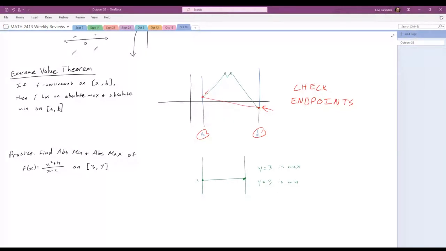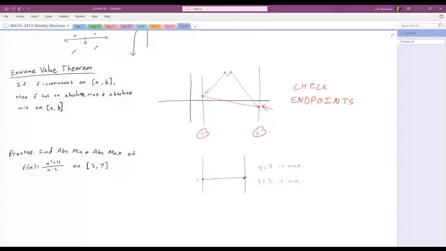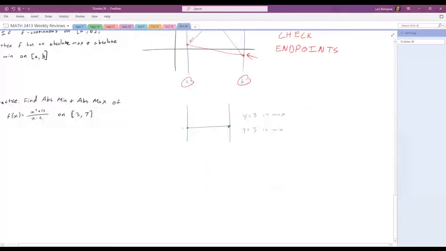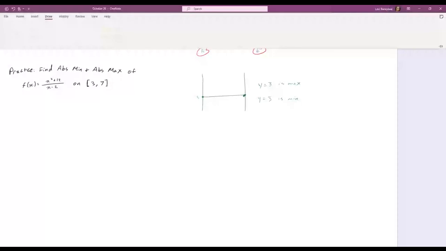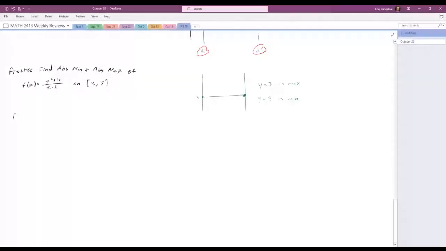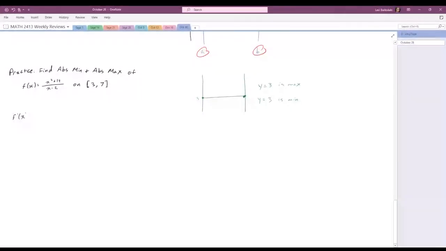All right, let's go over this problem. In order to find the absolute minimum and absolute maximum, we're going to need to consider the endpoints and all the critical points in that interval. So we'll start by taking our derivative, and we will use the quotient rule.